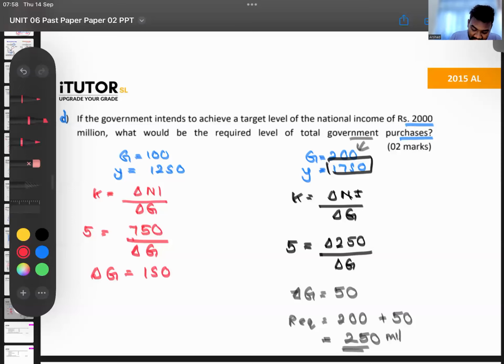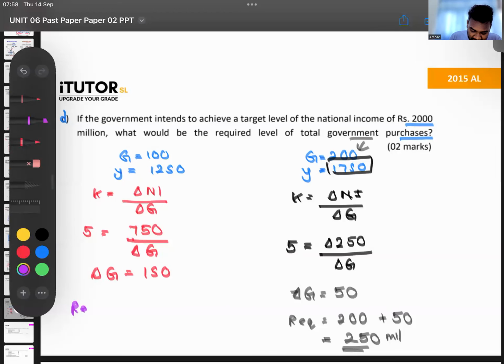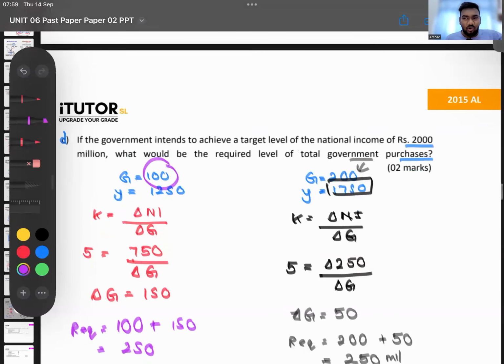So what is the required level then? The required level is initially 100 plus this change of 150. Government spending has to be 250. So whether you start from 1250 or 1750, it doesn't really matter. But it's better to start at 1750 because remember, guys, all the questions are connected to each other, right?